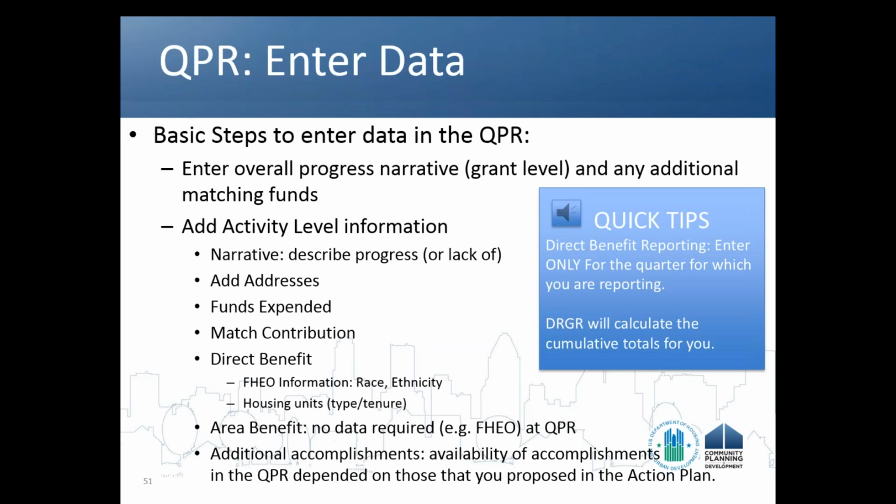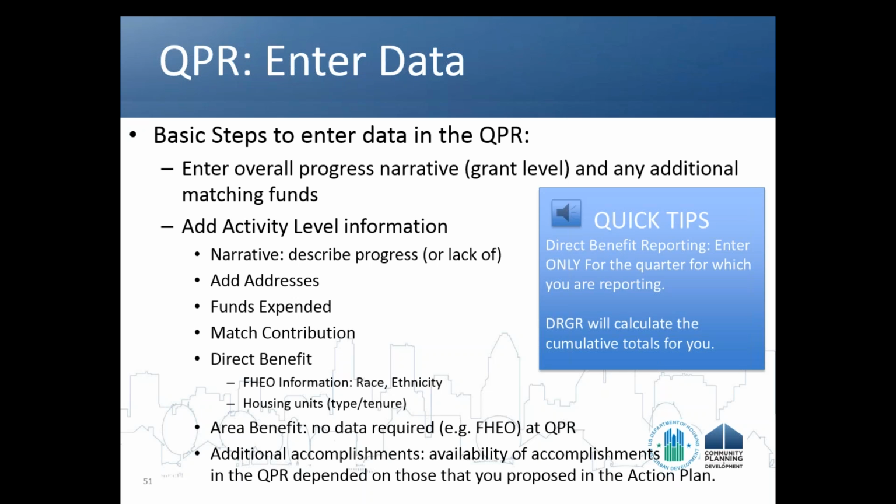And those accomplishments, remember, the availability of those accomplishments in the QPR may depend on what you put in your proposed action plan. So you want to make sure that if you proposed something in your action plan, you want to talk about how you're accomplishing that. But you also want to make sure if there's something that you're not seeing, you're like, oh, but we've done that. We want to talk about that. And you're not seeing it in your QPR, go back to your action plan and see if that's an option that you can choose. If it's not an option, you can still talk about that, and you can talk about that in your narrative then.